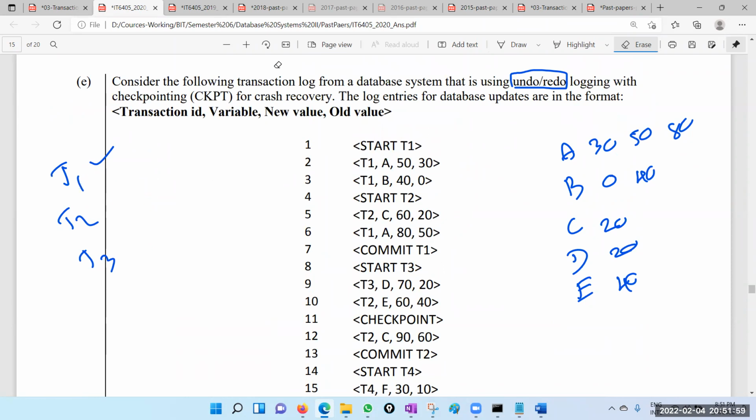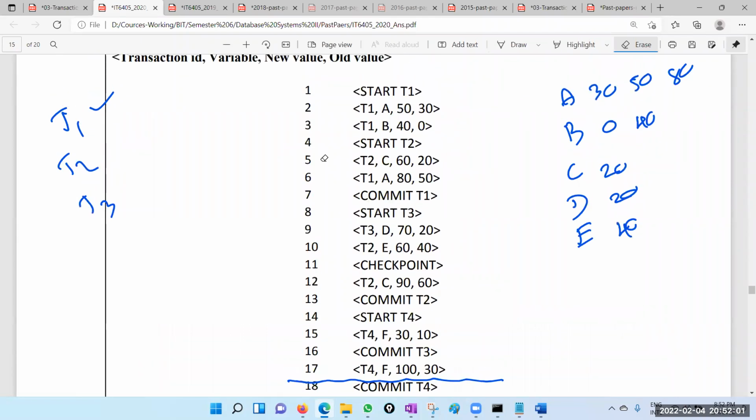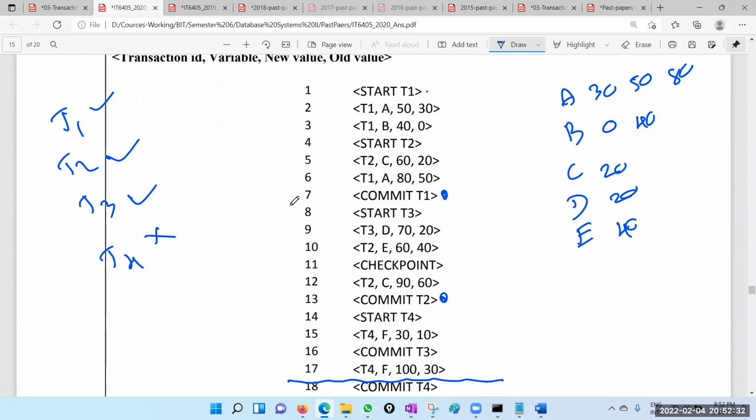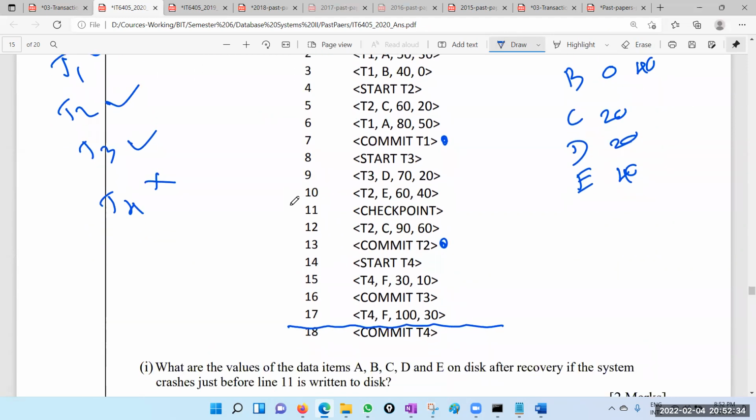Anyway, transaction 1 is committed. Therefore, we are going to redo it. Transaction 2 is also committed. Transaction 3 is also committed, that we are going to redo. Transaction 4 is not committed. So that means we are going to undo transaction 4 things, or we are not going to do those things. Let's make sure T1, T2, T3 activities are done, but T4 activities are undone, because T4 is not yet committed before the crashing.